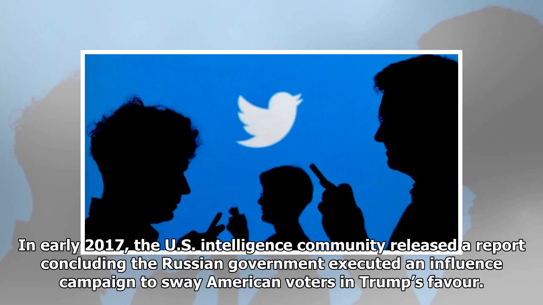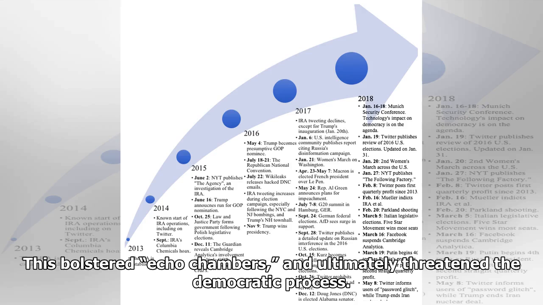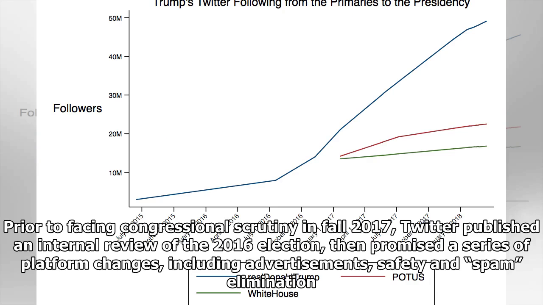In early 2017, the U.S. intelligence community released a report concluding the Russian government executed an influence campaign to sway American voters in Trump's favor. Not only did pro-Trump bots overwhelm pro-Clinton ones on Twitter, but they were effective in reaching pro-Trump users throughout the campaign. This bolstered echo chambers, and ultimately threatened the democratic process.